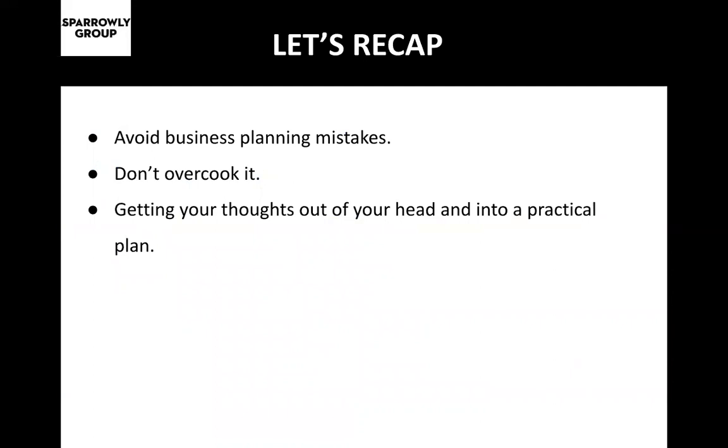So that concludes our breakdown of the business model canvas. A quick recap: avoid those business planning mistakes, don't overcook it, and get your thoughts out of your head and into a practical plan.